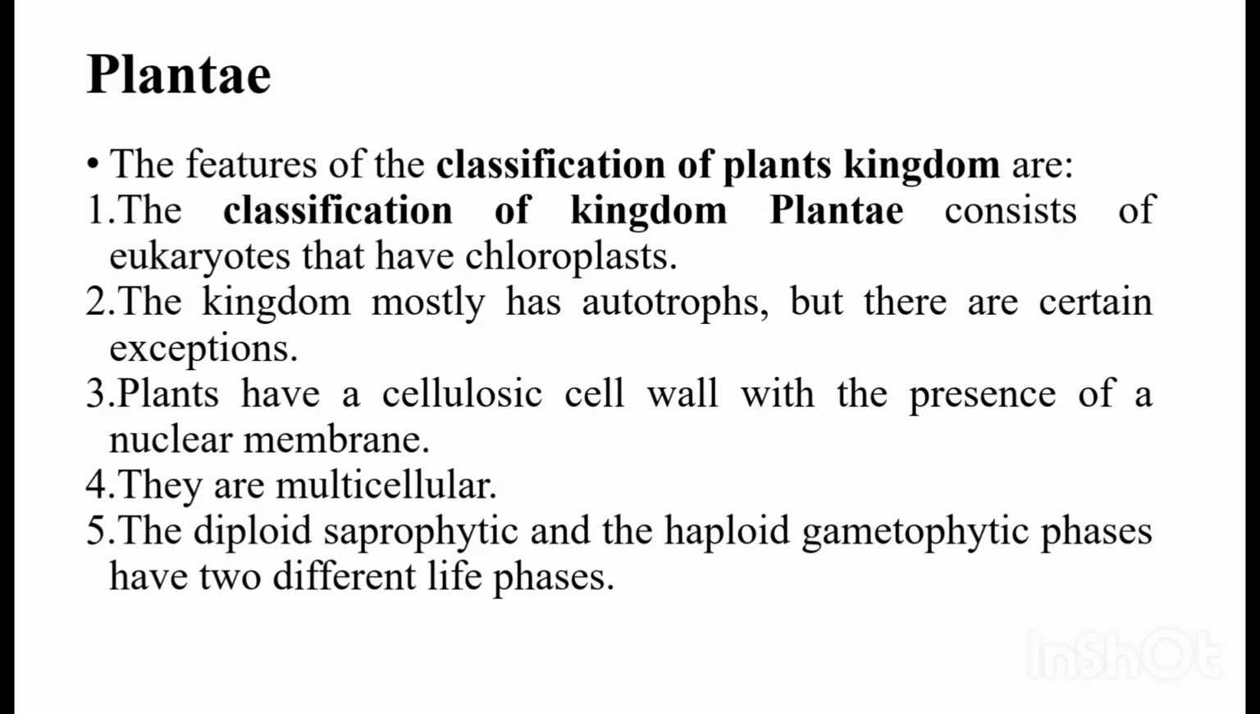Then the kingdom Plantae, which has all the plants of the living world. They are autotrophs because they contain chlorophyll pigment and carry out photosynthesis. They have a cellulosic cell wall, that means cellulose is present in the cell wall of Plantae. They are multicellular and diploid organisms. They have a diploid sporophytic plant body and a haploid gametophytic phase.